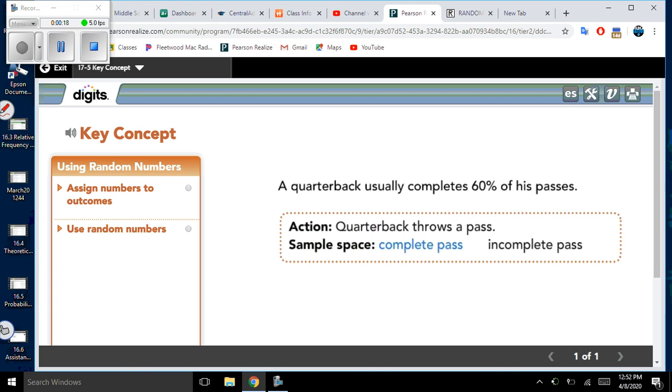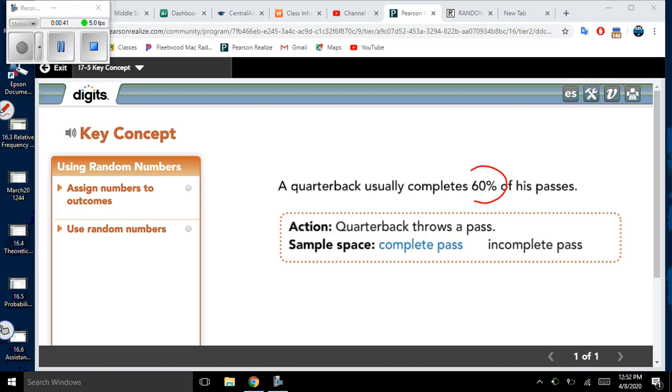We got a quarterback who usually is completing about 60% of his passes. The action: the quarterback throws a pass. The sample space, there are two of them: complete pass, incomplete pass. Those are the only two things that can happen. And you want to set up a simulation, in essence, to see what transpires here. And so we're first of all going to assign numbers to the outcomes.